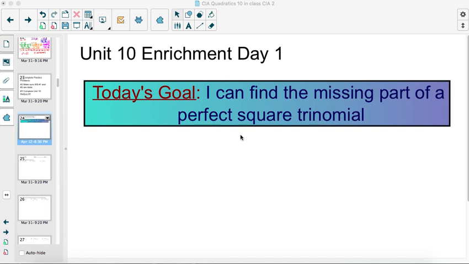All right, welcome to Unit 10, Enrichment Day 1. So this is for those that have passed Quiz 1 and are ready to move on to the next set of material. Your goal today is going to be to find the missing part of a perfect square trinomial.